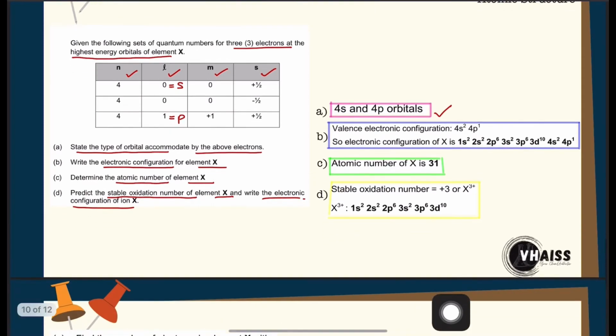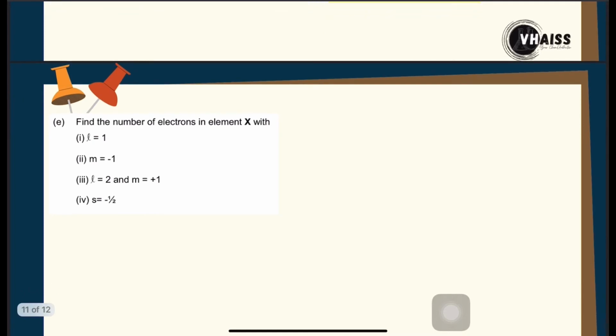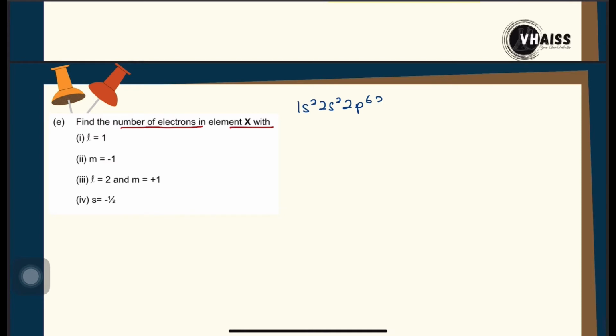Now, for the last question in question 2, you are required to find the number of electrons in element X with the corresponding quantum number. In order to do this, we need the electronic configuration. So I'm going to rewrite it back here, such that the 3d10 comes first.